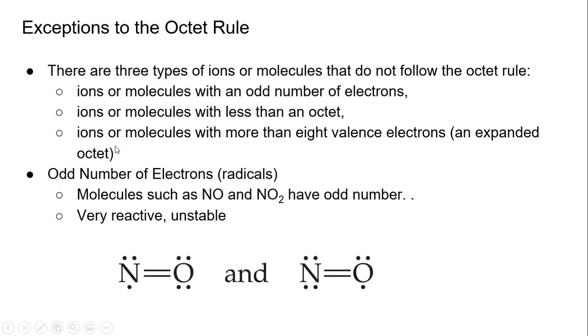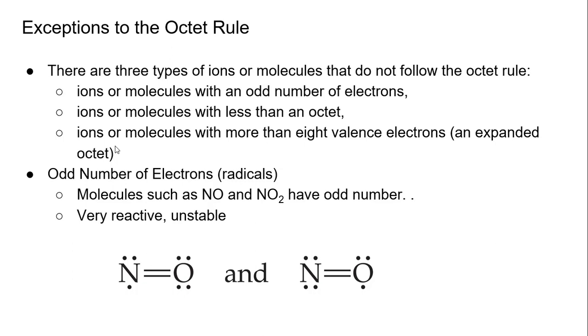Okay, so now let's get to exceptions to the octet rule. There are 3 types of ions or molecules that do not follow the octet rule. There are odd number of electrons, there are ones with less than an octet, and then we have more than an octet. The last 2 on here are ones that are going to have more of an impact in next chapter when we start having to deal with geometry and shapes and so forth, which some of our lab this week will have to do with.